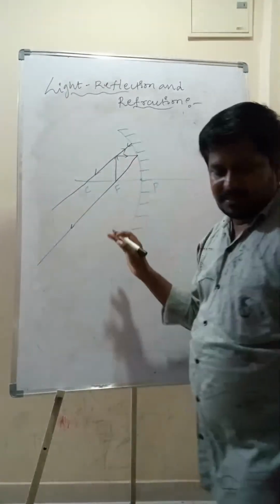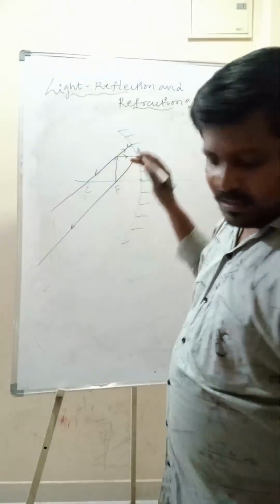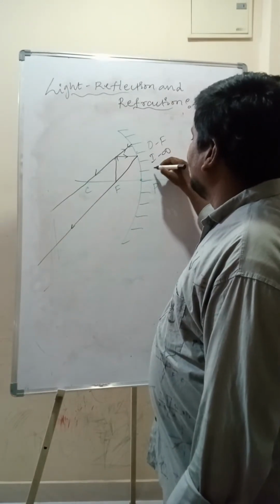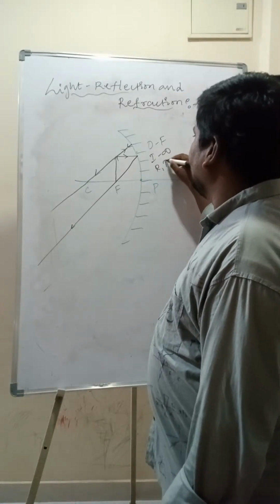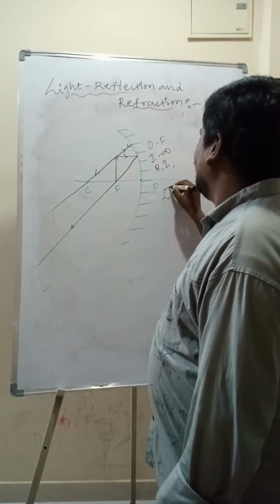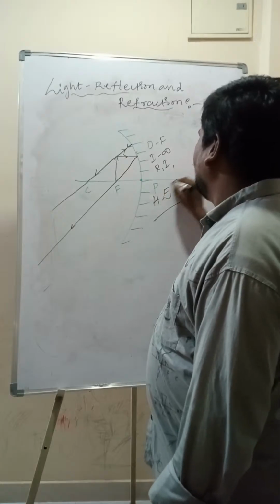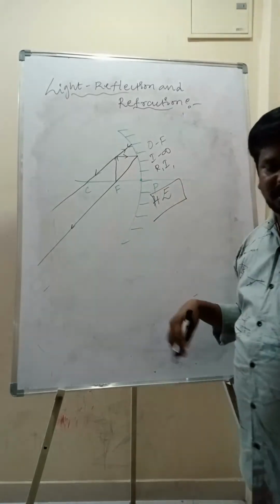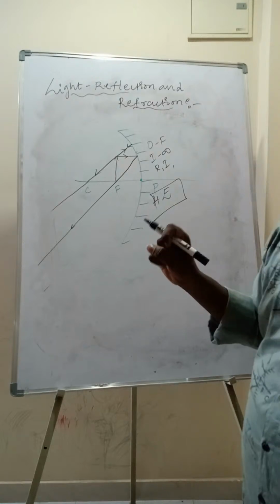So parallel lines. Object at F, image is formed at infinity. Nature of the image is real, inverted, and size of the image is highly enlarged. Okay, so that is about object at F.